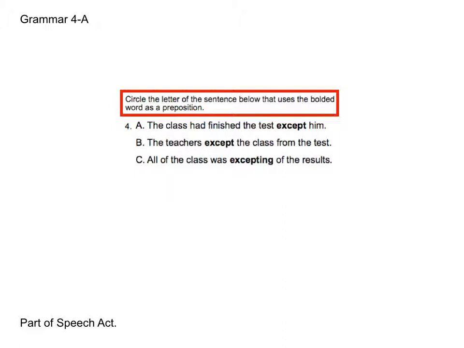Let's first work through and read through each of the sentences. In this set of sentences, our word is except. So in the first sentence, we have the class had finished the test except him. We have the teachers accept the class from the test. All of the class was accepting of the results.